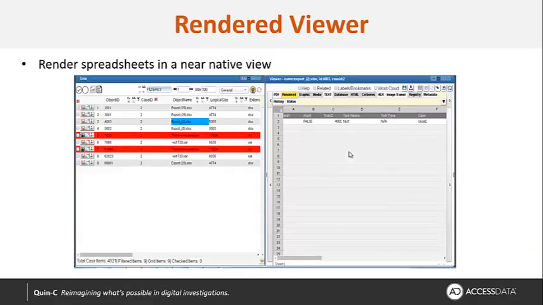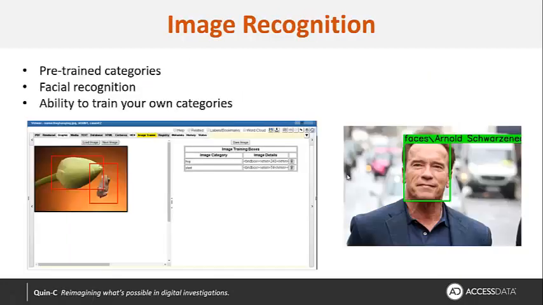This is the rendered view. You can see the spreadsheet looks just like a spreadsheet, and you can scroll around the spreadsheet, and you can click on the different tabs if there are any. It's just really powerful. It's a much better viewing experience.